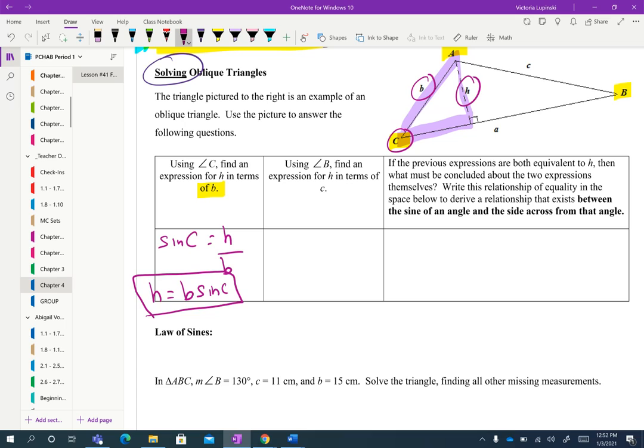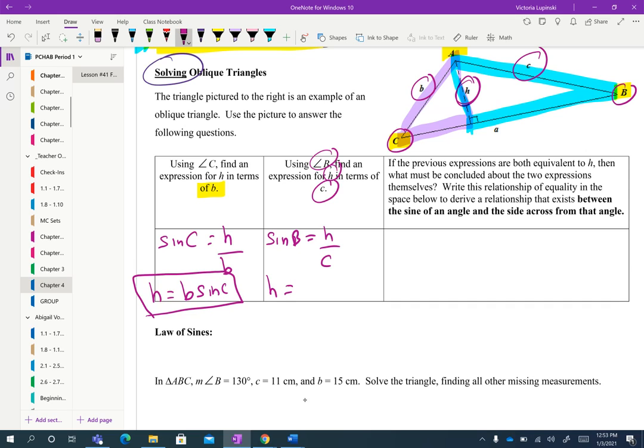Okay, so now we're going to use angle B, and we're going to find an expression for H in terms of C. So now we're going to look over here. So again, if we're trying to use angle B, H, and C, that's going to be another sine. So we can say that the sine of B is equal to H over C. If we solve for H again, we can conclude that H is equal to C times the sine of B. Keep that in our back pocket.